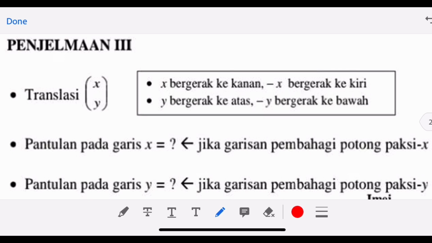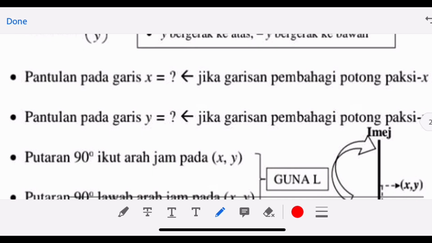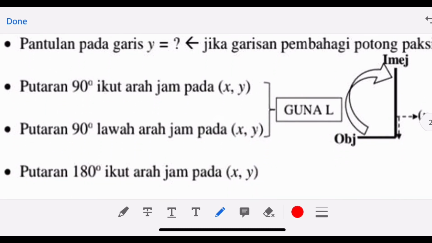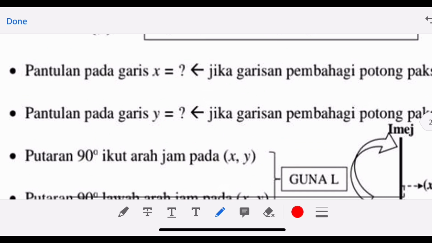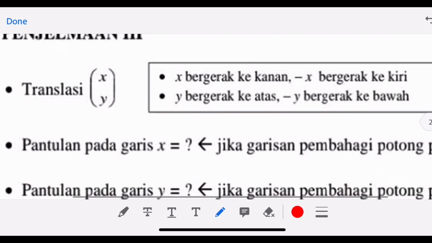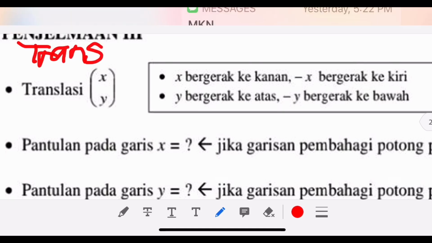Okay, for transformation, we have translation, we have reflection in x-axis and reflection in y-axis. We also have the rotation. Now let me explain to you the translation. Translation is about moving to the right or to the left.